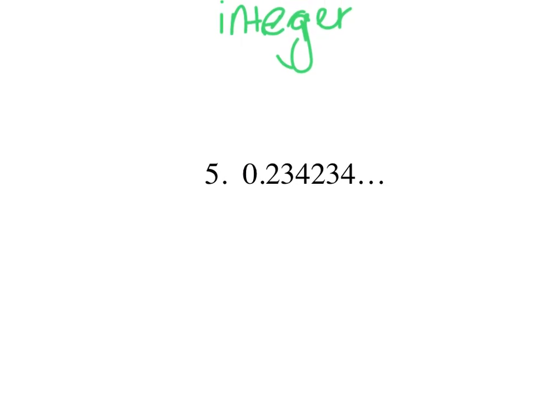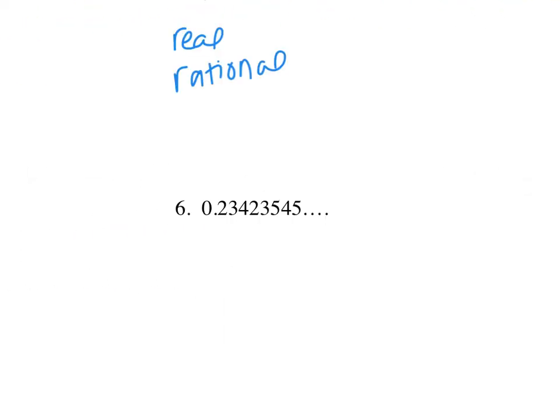Now we're going to go on to our next example of 0.234234. Well, we know it's real, but it's a little special. It is also rational. It's rational because it's repeating. 234, 234, 234. So it is a rational number as well. Perfect, and that's it. It is not an integer, it is not an irrational number, and it is not a whole number. Let's go on to our final example from this section.